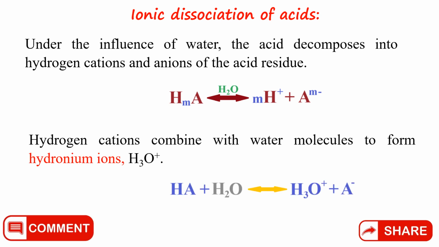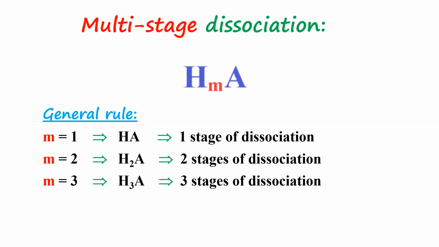In fact, dissociation follows the second pattern. Hydrogen cations combine with water molecules to form hydronium ions, H3O+. If acids contain more than one hydrogen atom in their molecule, they undergo multi-stage dissociation. How many stages are there? There are as many as hydrogen atoms in the molecule of a given acid.